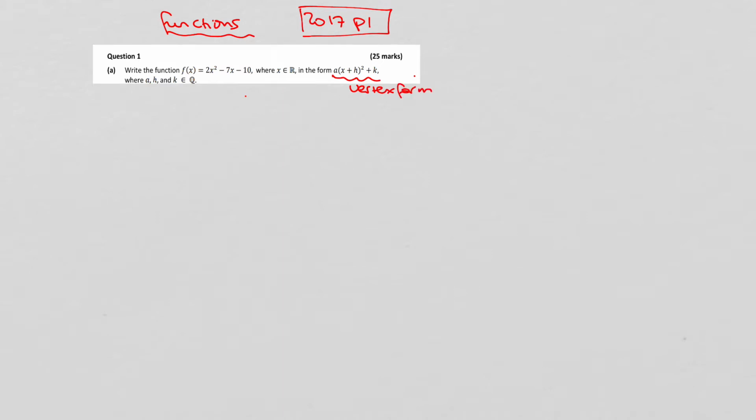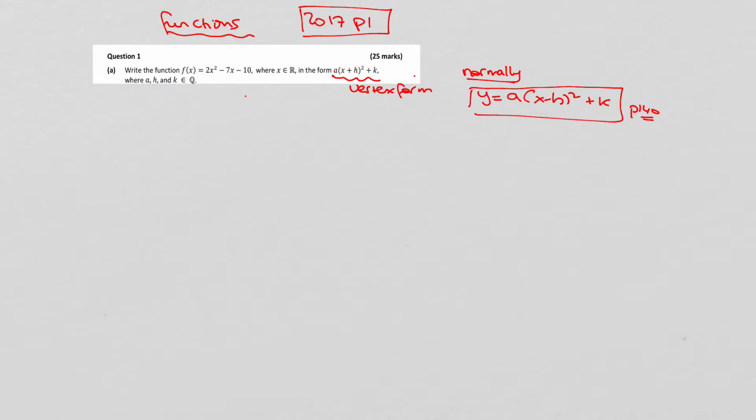Now normally when we're doing it in the vertex form, we normally see the formula is written as y is equal to a times x minus h squared plus k. So that's just something to be mindful of. That's the way we've been writing it out in our textbooks, which was page 140. So that will be important when it comes to the question part B.